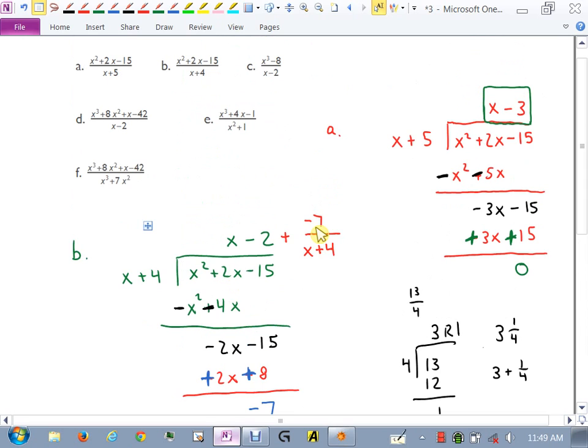All right, let's look at C. C is tricky. x cubed minus 8 over x minus 2. What did I put on here? It should be minus 2. That's fine. With the division box, I'm supposed to put the numerator in descending order, which it is.